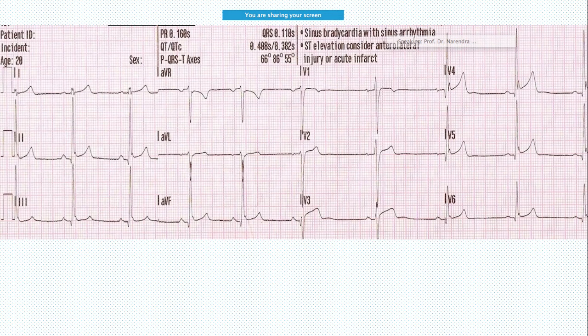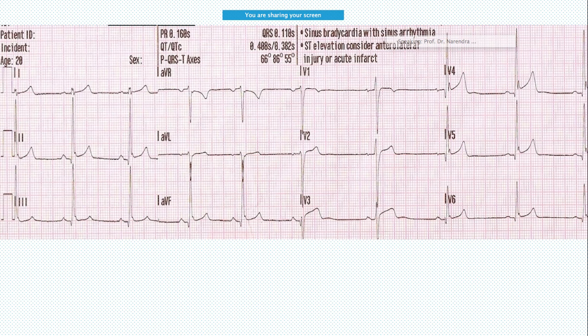Okay, now I'll try to give you some really good insights, or I would say we'll try to test a little bit of your knowledge. So these are some of the practical slides which we are going to see. What do you see in this ECG? I'll give you a history.